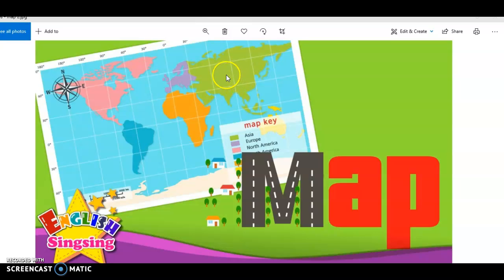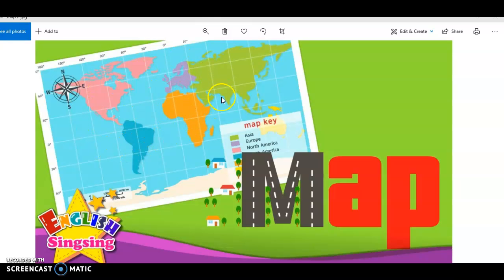And let's take a closer look. Here we have Asia, and then we have Europe. The color-coded form of this map helps us separate them and know where Asia ends and where Europe begins, so it helps to set boundaries. Most maps are drawings of all parts of the Earth's surface.